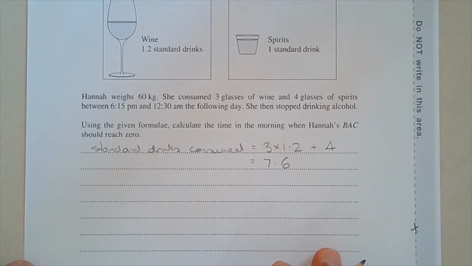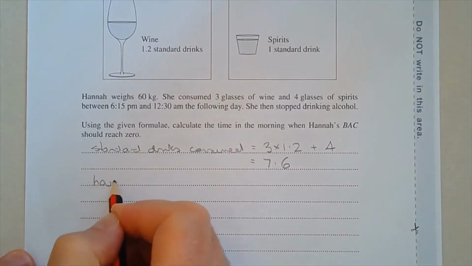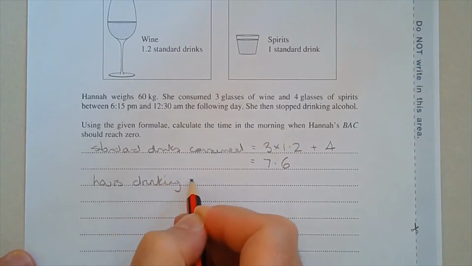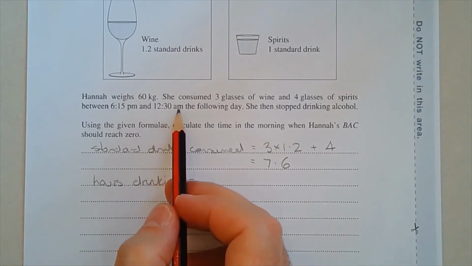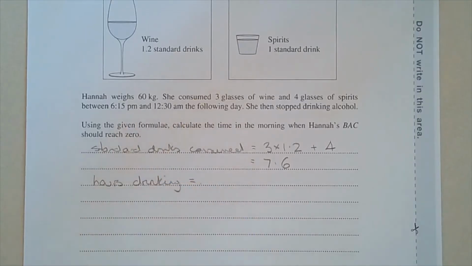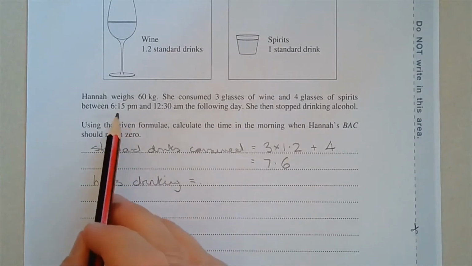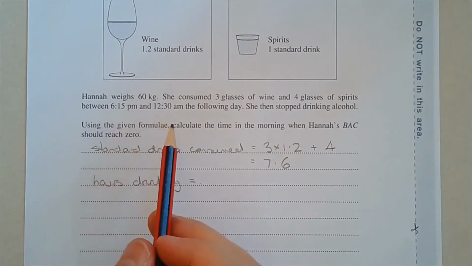Now let's work out the number of hours drinking. We've got 12:30 a.m. is the end, 6:15 p.m. is the beginning. So you could do it in various ways. So you could work out 6:15 p.m. to 11:15 p.m.